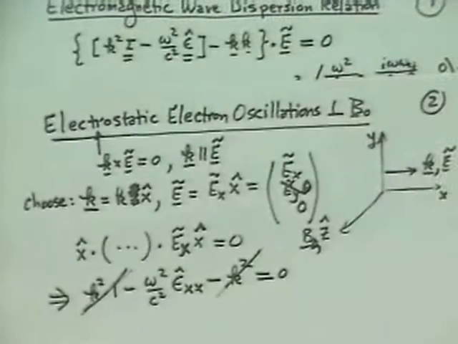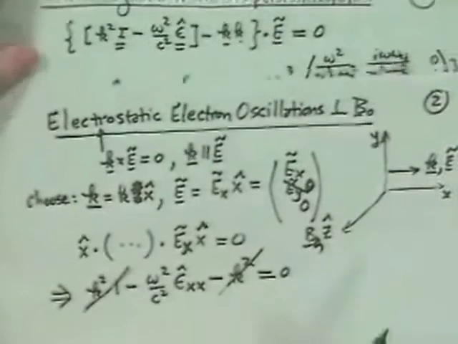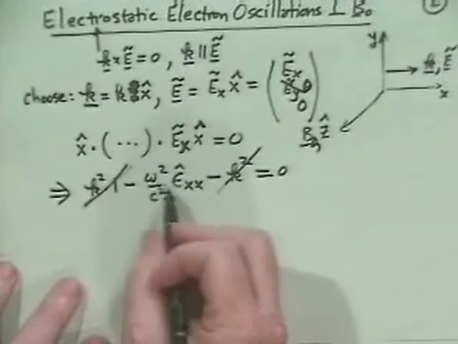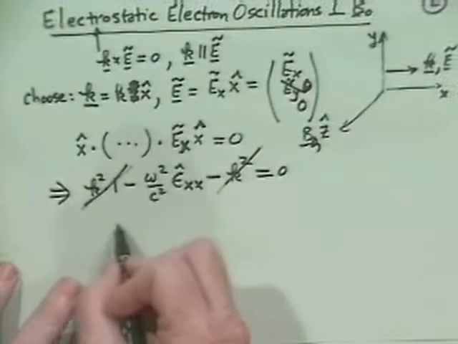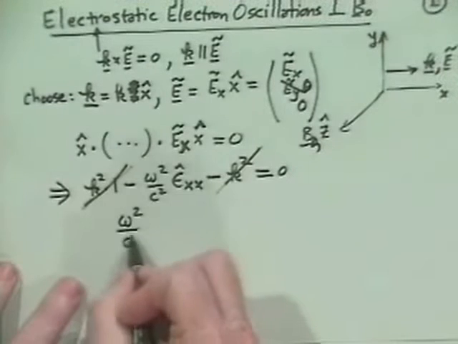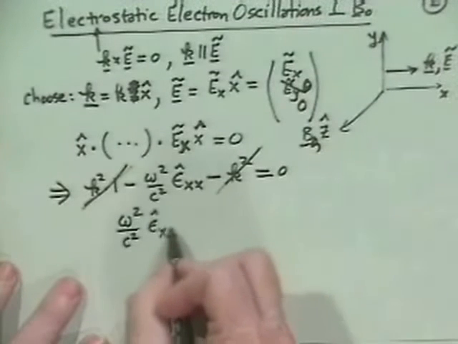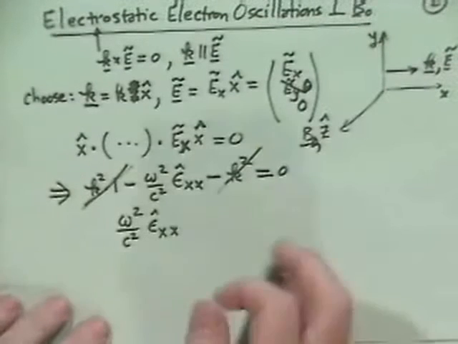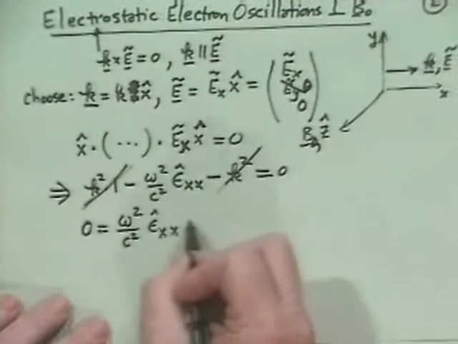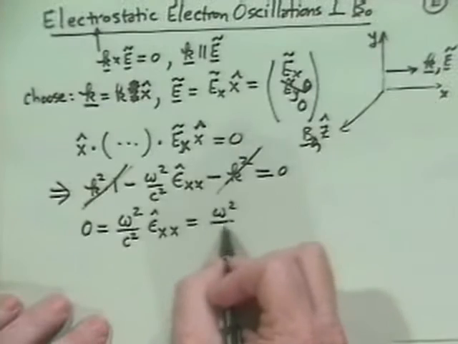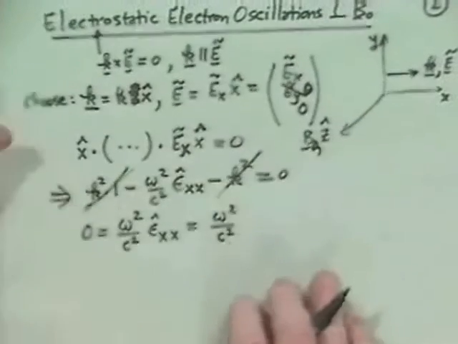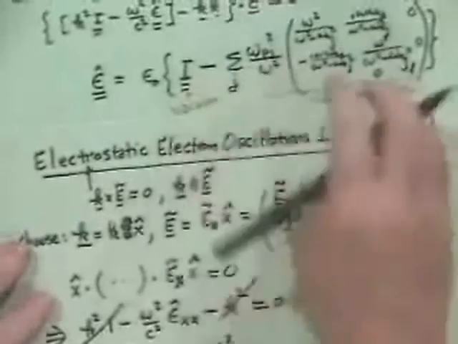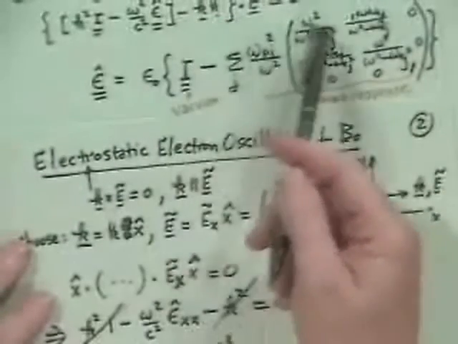And what our dispersion relation then becomes is, leave the omega squared, so it becomes omega squared over c squared epsilon hat xx, that is to say the 1-1 component, is equal to zero. And so this is omega squared over c squared. And now we need to go back and figure out from this whole dielectric tensor what the xx component was.